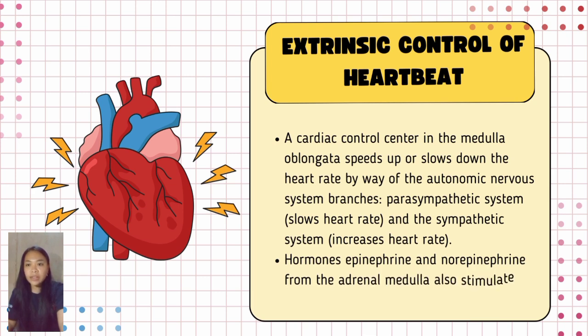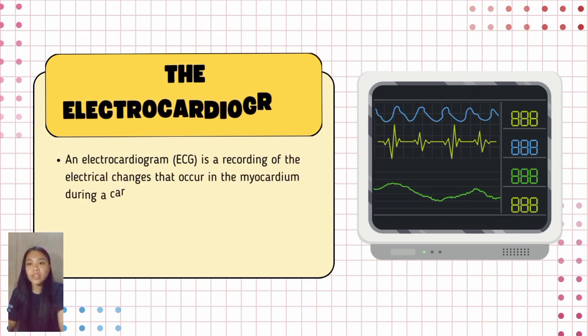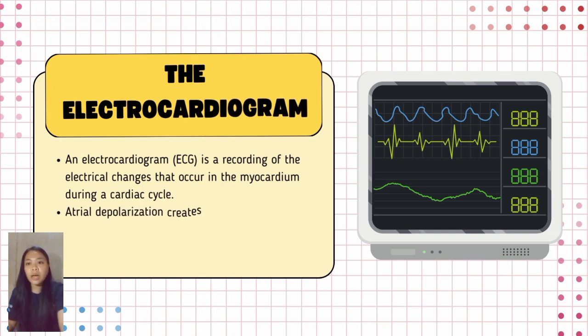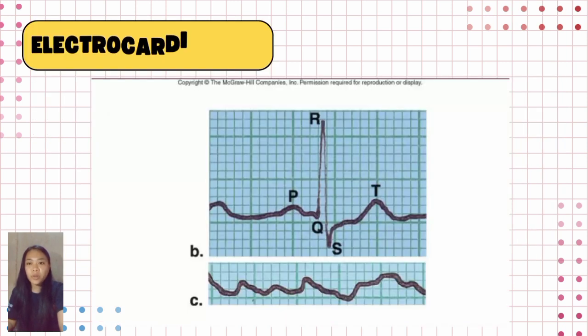Now, the next slide is all about the electrocardiogram. The electrocardiogram, or ECG, is the recording of electrical changes that occur in the myocardium during the cardiac cycle. Atrial depolarization creates the P wave, ventricular depolarization creates the QRS wave, and the repolarization of the ventricles produces the T wave. The next slide is also a sample of an electrocardiogram.